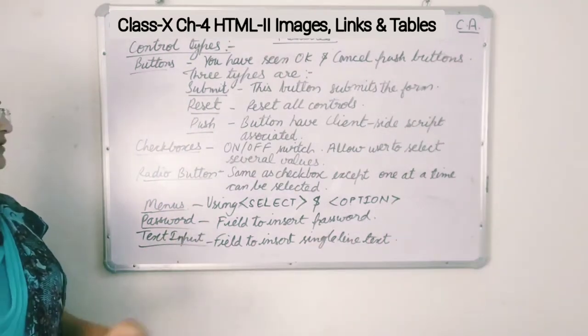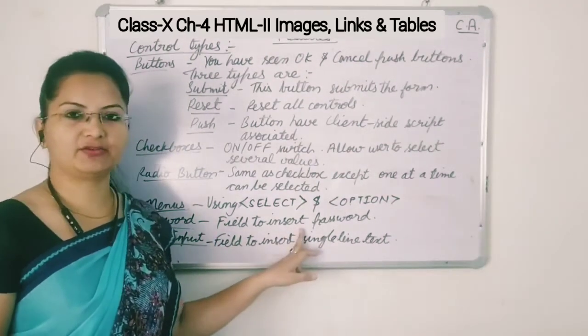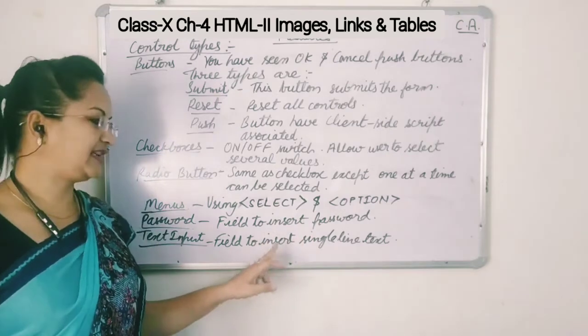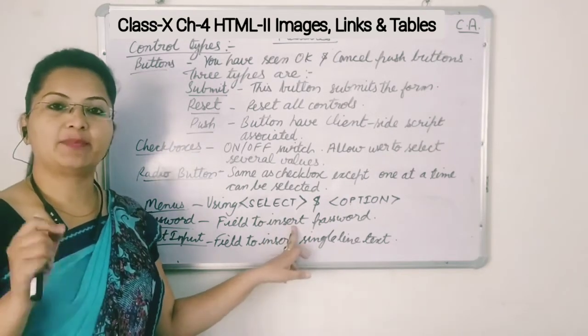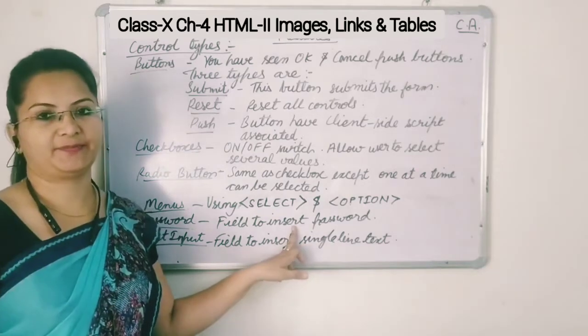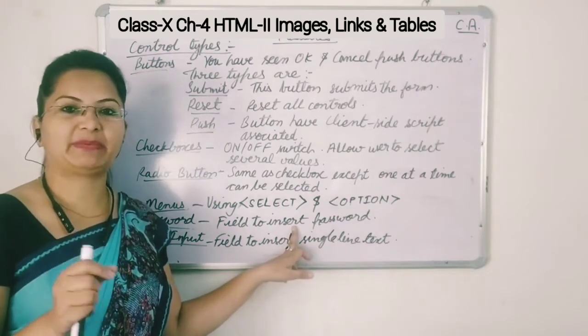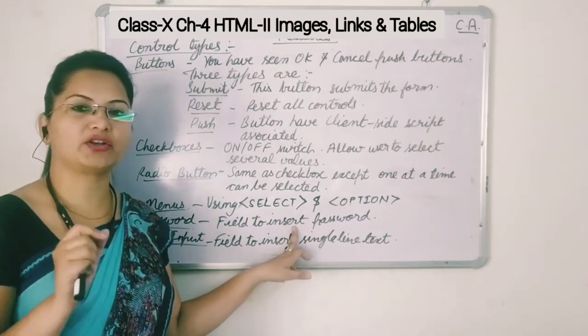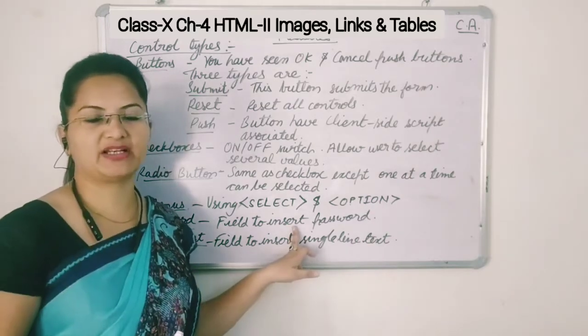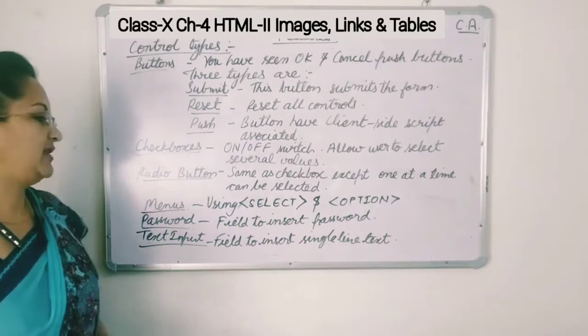Now password. Password field, you are very much familiar. It is like a text field only. Here we can enter single line text, but the text will be hidden. Either you will be able to see the dots in place of the text, or you will be able to see the asterisk symbol in place of the text.